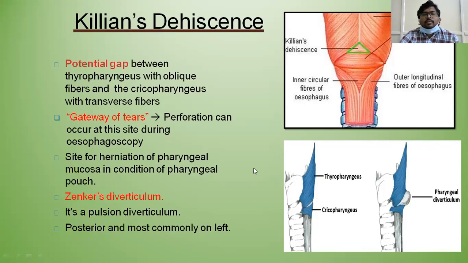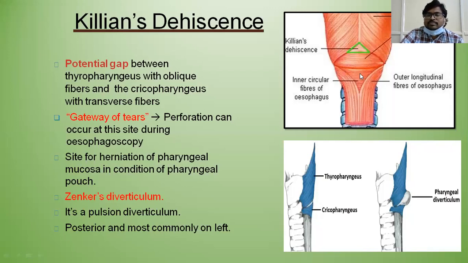The reason for formation of the Zenker's diverticulum is, as I told you before, that the function of the constrictor muscle is to contract reflexly and produce peristalsis. So they should act in unison. Whenever this thyropharyngeus muscle contracts, this cricopharyngeal muscle should relax. Otherwise, the food bolus cannot go downwards.